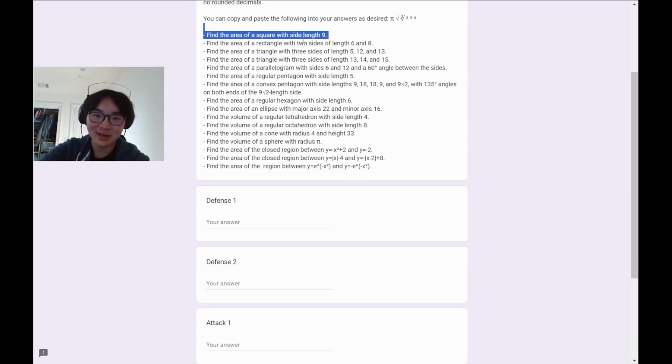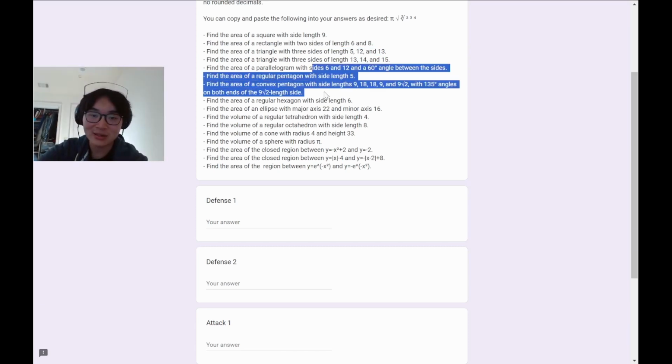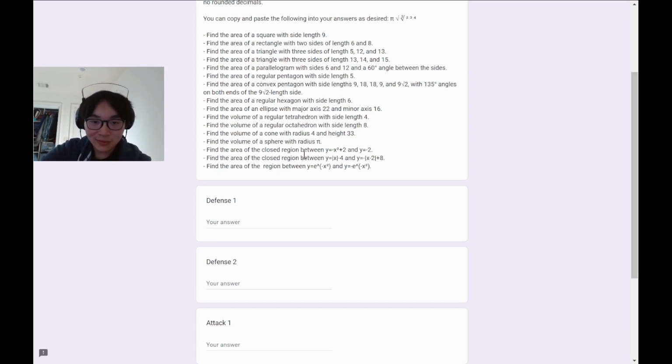The area of a square with side length 9 is going to be 81. Rectangle with 2 sides of length 6 and 8 is going to be 48. Triangle with 3 sides of length whatever, it's going to be 5 times 12 is 60 divided by 2 is 30. Once it gets past here, I forget all the formulas, except for the volume of a sphere. The volume of a sphere, I feel like, is in there somewhere. I want to say it's 4/3 pi r cubed. So we'll put that, I guess.